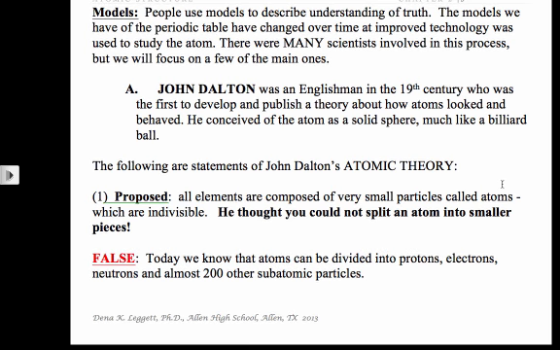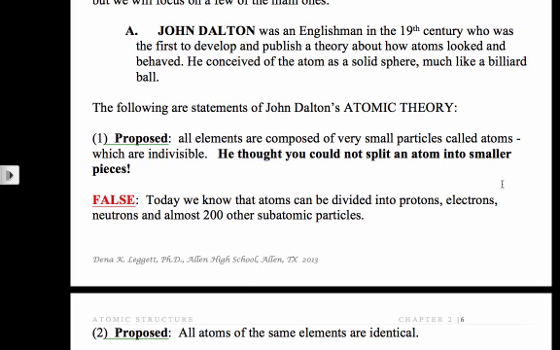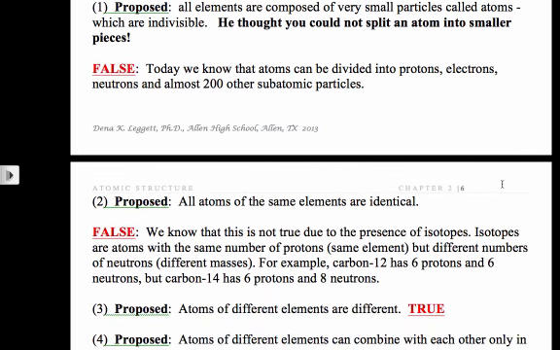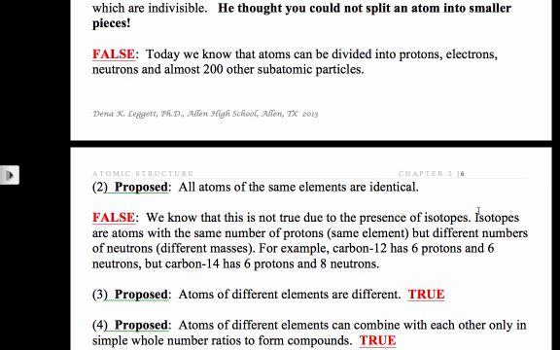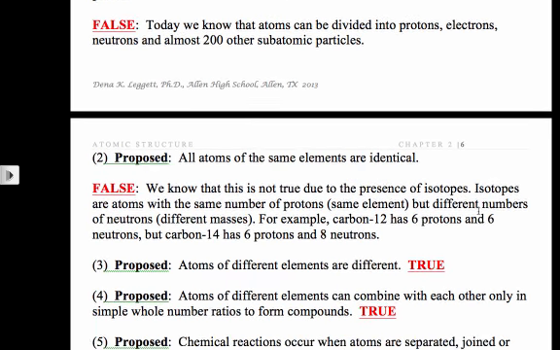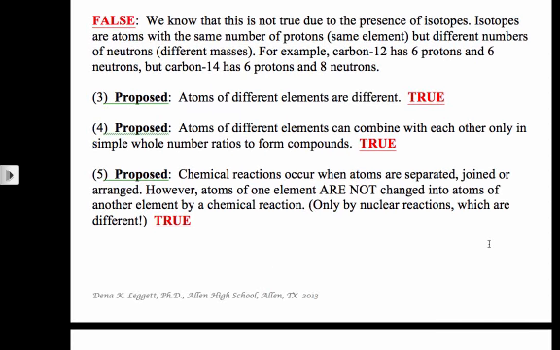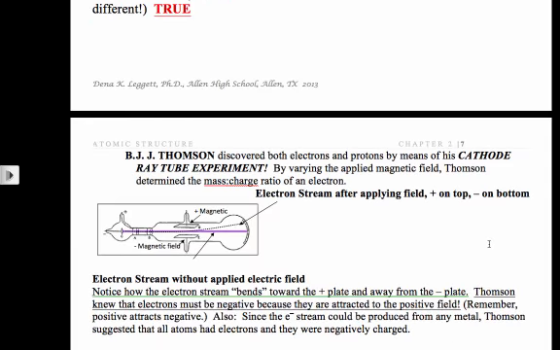John Dalton, he's often considered kind of the father of atomic theory, but he thought of more of a billiard ball. He came up with a number of proposals, some of which we now know are false, and some which were shown to be true, which is pretty cool because this was a long time ago. And he came up with some direction for the next level of experimentation.